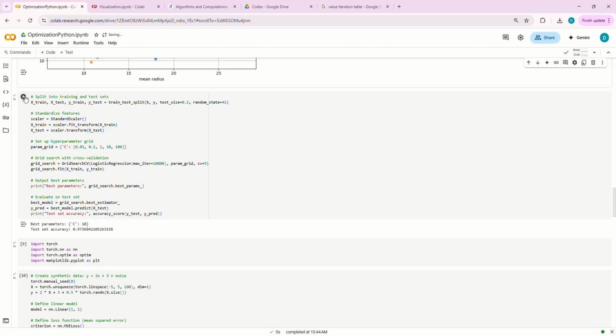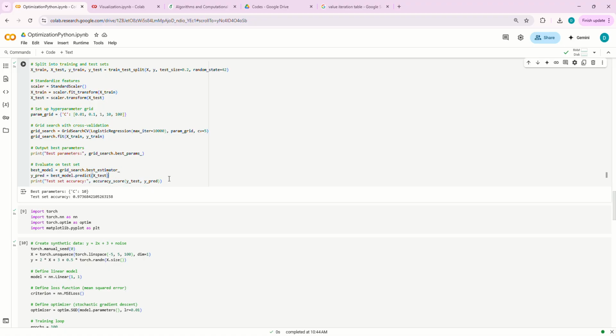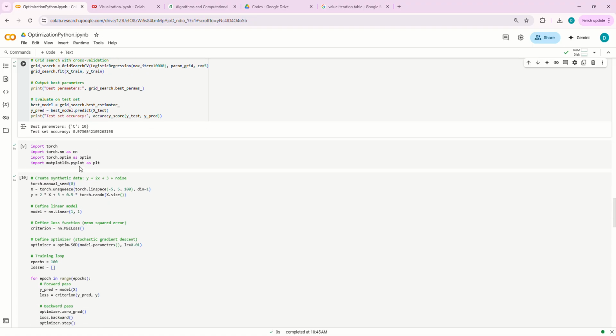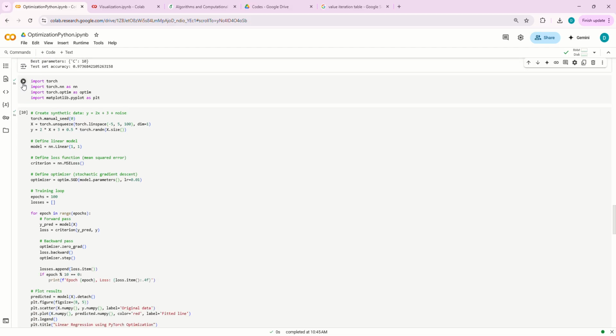So we split up into train and test. We standardize the features, set up a parameter grid, and then we do grid search with cross-validation, and we find the best models. So this is an example of optimization with SciPy. Then we're going to do the same thing with Torch.